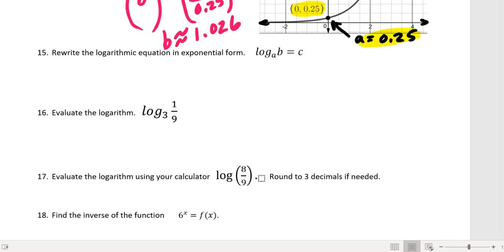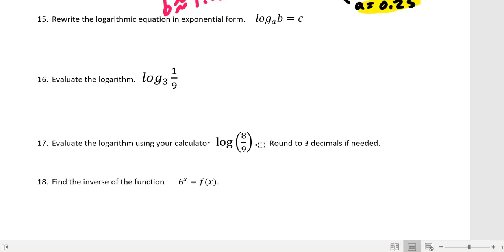So I'm going to use my a and my b to rewrite that equation, and this is our final answer. All right, number 15, write this as a logarithmic equation. Oh, you're going to write this in exponential form. We're going to go the other direction. Be prepared to go either way. I'm not sure which way it was written.